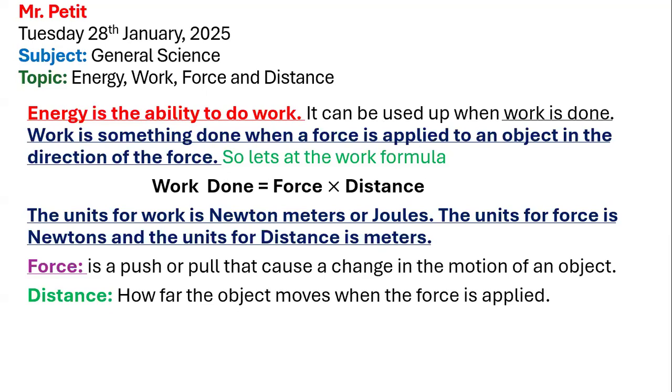Then we have the work formula. This is a very important formula, by the way. The work done formula is going to be work done is equal to what? Force times the distance. Very good. What's the units for work? Newton meters or joules. Oh, joules. Very good. And Newton meters and joules are the same thing, right? They're the same thing. What's the unit for force? Newtons, and the units for distance is meters.